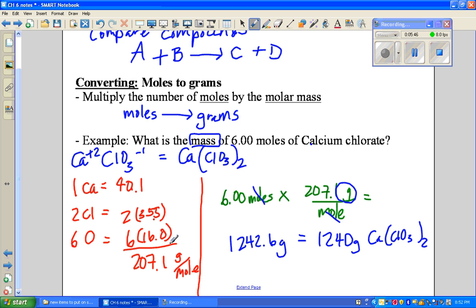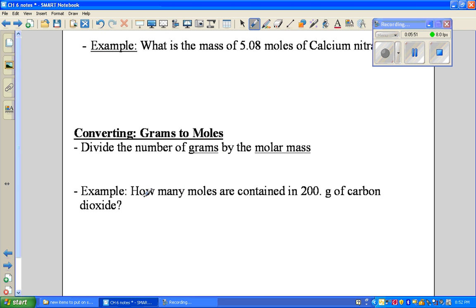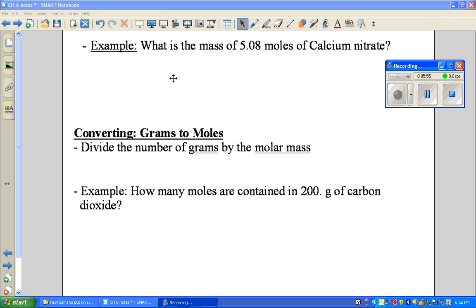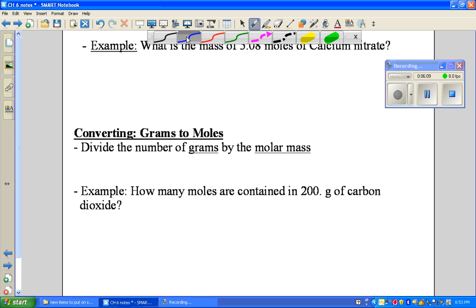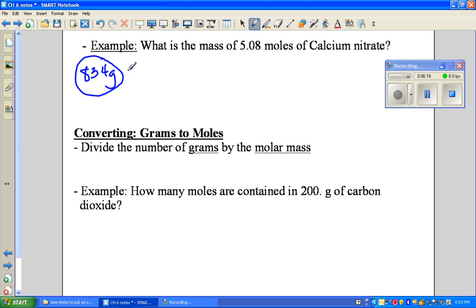So you're going to do the same thing in the next problem. So I have this example that I have done for you. And then you have another example up here that's kind of hidden by my record button up here. So what is the mass of 5.08 moles of calcium nitrate? So go ahead and find its formula, find its molar mass, and then do the conversion. When you do that, go ahead and try this. You should get 834 grams.